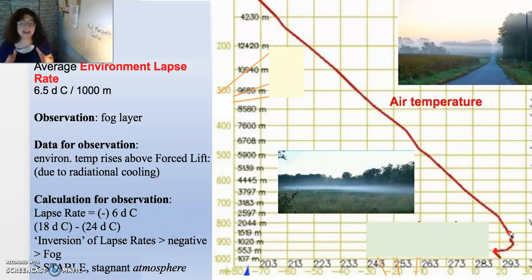And that negative lapse rate on calculation is associated with the stable atmosphere that we observed. So we observed something, we collected data, we applied math to the data. That's the trajectory that we look at in science. We make an observation, we look for data, we try to apply mathematics to the data in data analysis.